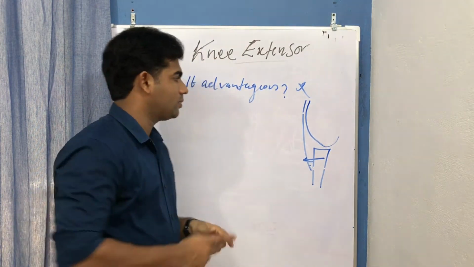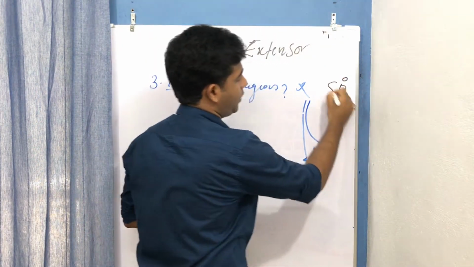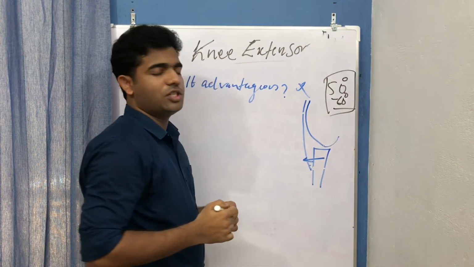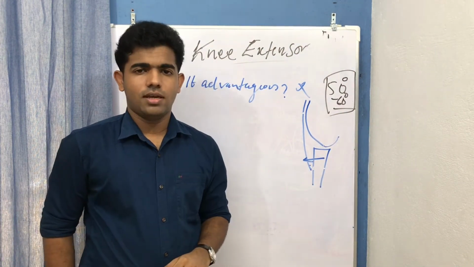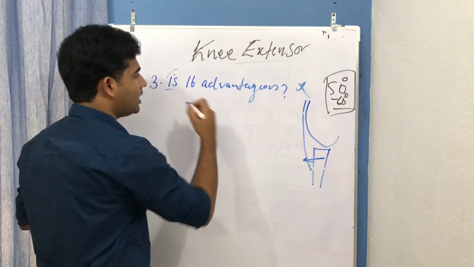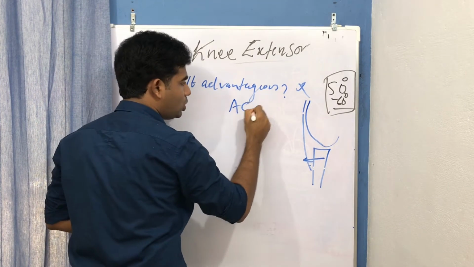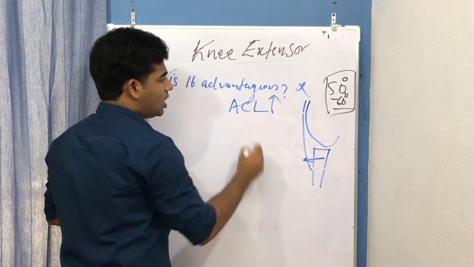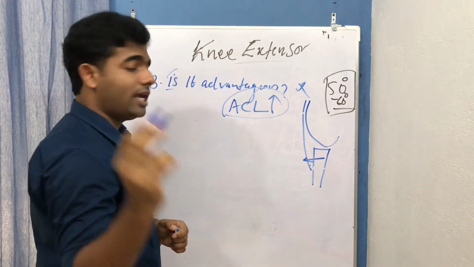But you see that at 50 degrees of knee flexion, or 50 to 60 degrees of knee flexion, the stress on the ACL is very minimal. That's just a point to remember. So is it an advantage or a disadvantage? Yes, it is an advantage, but it is going to increase the load on the ACL. So the strain or stress on the ACL is going to increase.